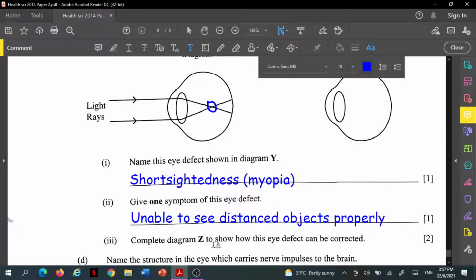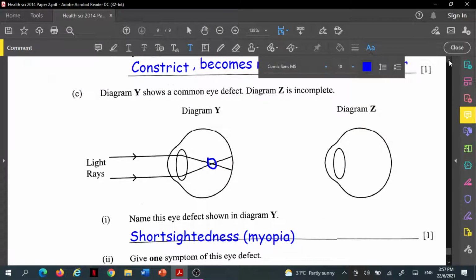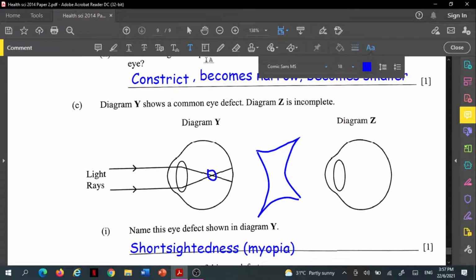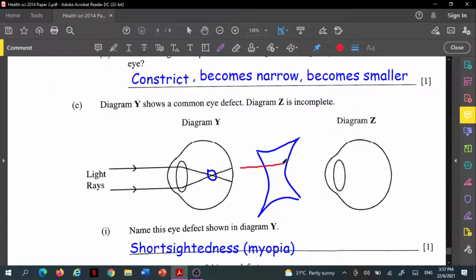All right, so part 3 says complete diagram Z to show how this eye defect can be corrected. Short-sightedness is corrected by what is called a concave lens. A concave lens will spread out the light rays some more and let them form onto the retina. The concave lens is shaped something like this. I'm going to draw the rays of light to show exactly how they will go. They go in through the lens, refract into the eye and go straight onto the retina. Another ray comes in, refracts again, and forms onto the retina. So both of them will meet on the retina.